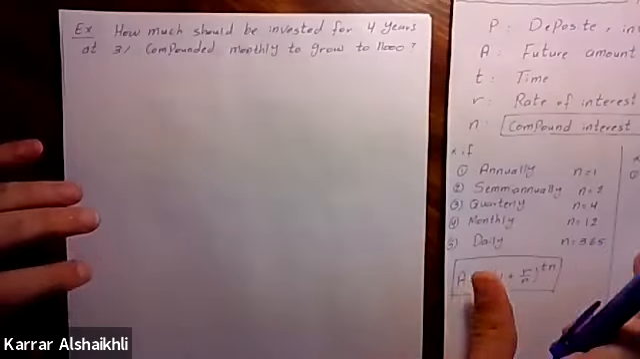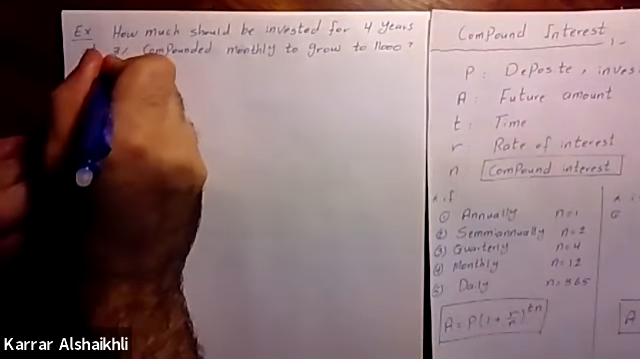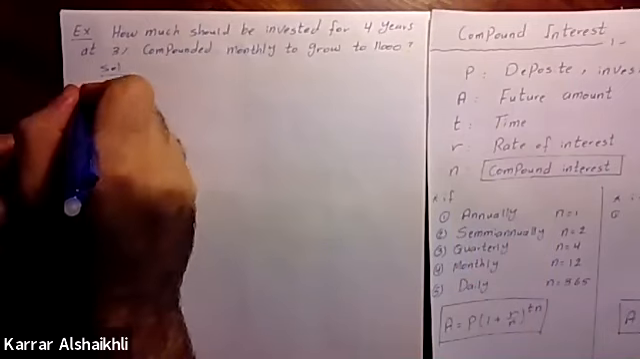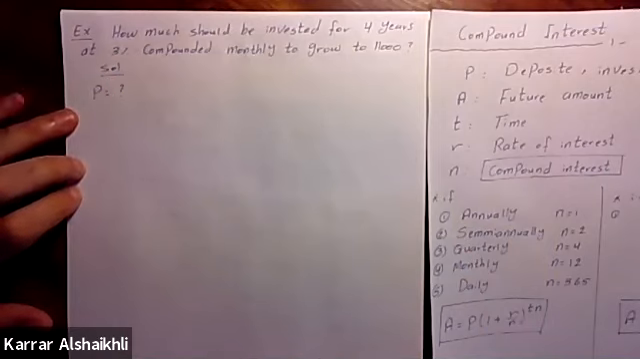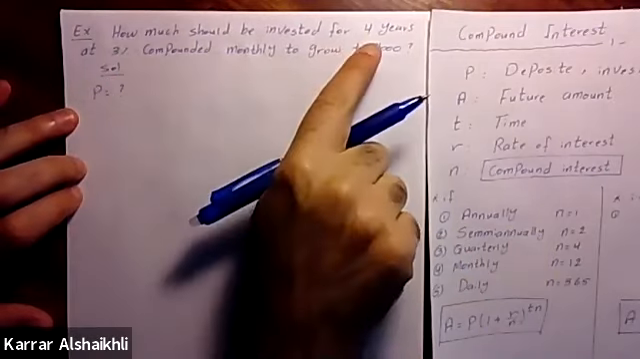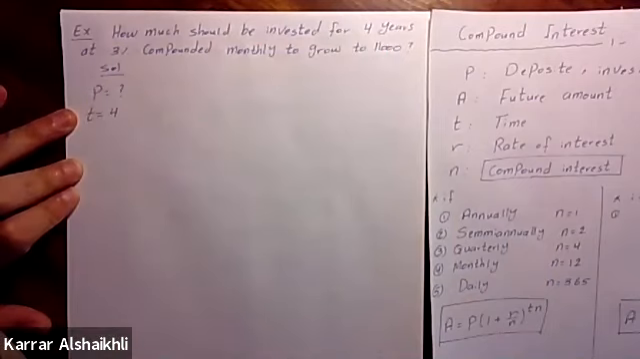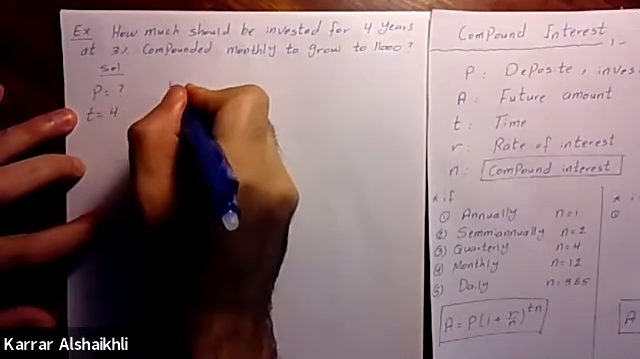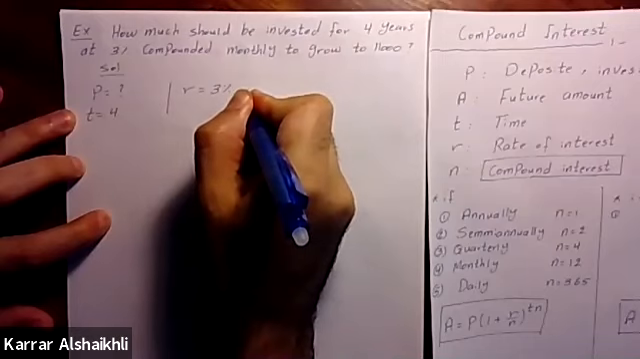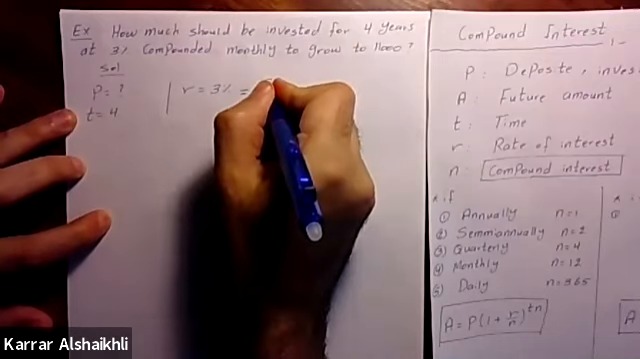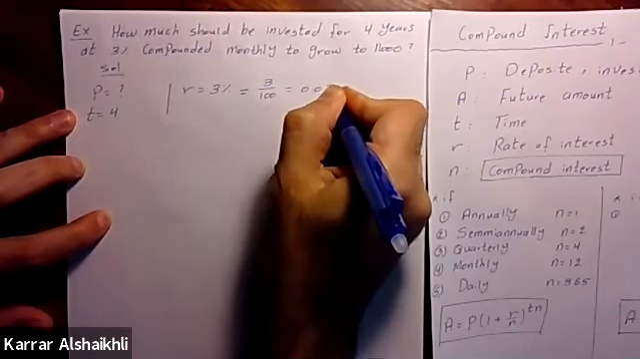So the second example, they ask you how much should be invested. That means we need to find the P. How much should be invested? That means the P is our goal. We need to find the P. For 4 years, that means T equals 4, at 3%. So the rate is going to be 3%. Always, you're not going to write down 3%. That means 3 divided by 100. So it's going to be 0.03.